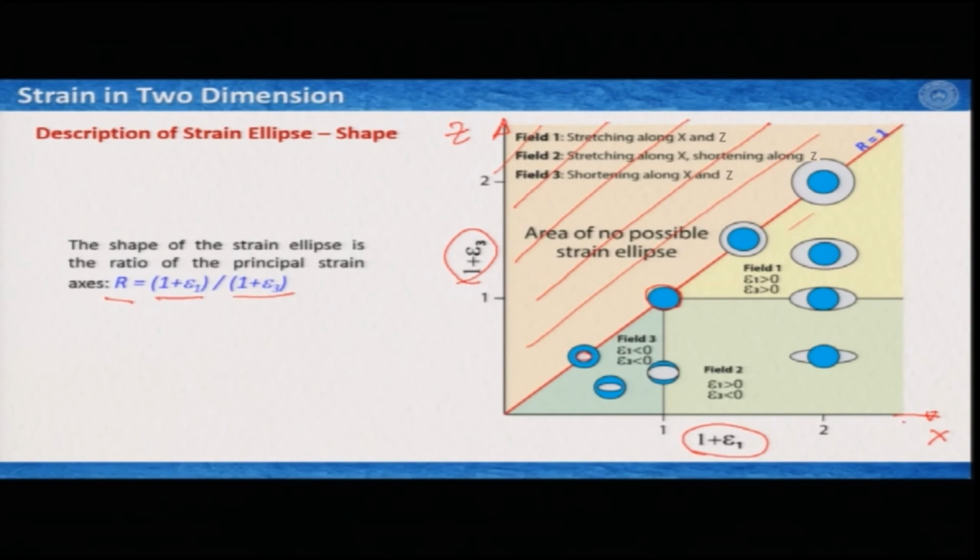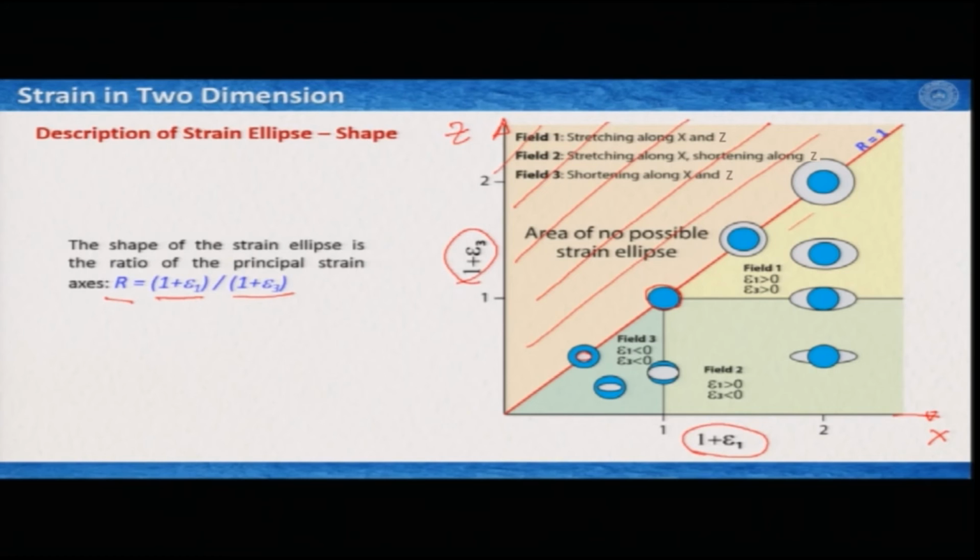Then the bottom side of this R equal to 1 line, we can divide into 3 domains: field 1, field 2 and field 3. In field 1, epsilon 1 and epsilon 3 both are greater than 0. So that means here you will have your volume increased. In field 3, both epsilon 1 and epsilon 3 have values less than 0. That means your volume would shrink.